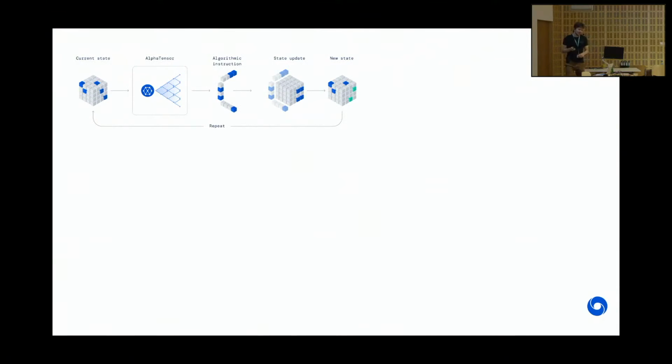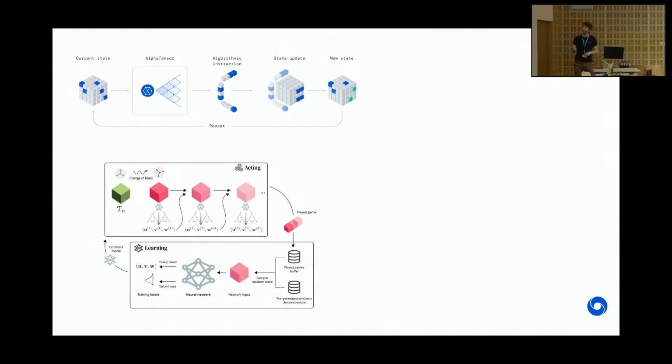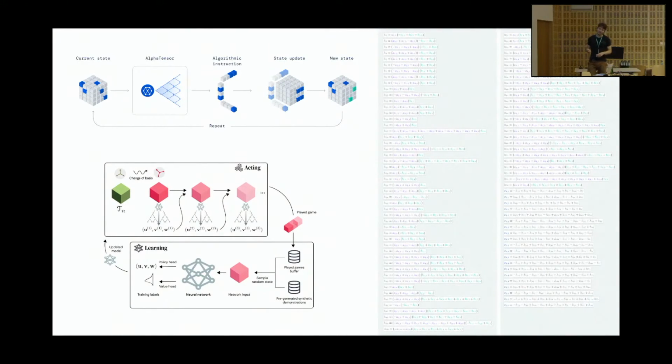Okay, so in summary, I talked to you about how discovering algorithms for matrix multiplication can be phrased as this mathematical problem of taking a fixed tensor and decomposing it into a sum of rank 1 terms, and how this mathematical problem can be framed as a single-player game. Then I talked about AlphaTensor, which is an RL agent that learns to play this game, and it learns to play it well enough to be able to discover complex algorithms like this one.